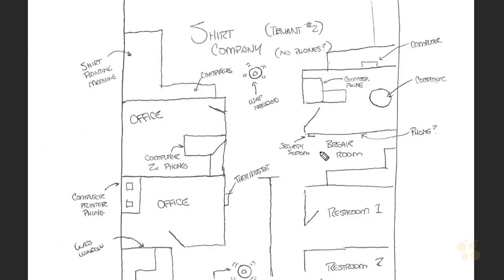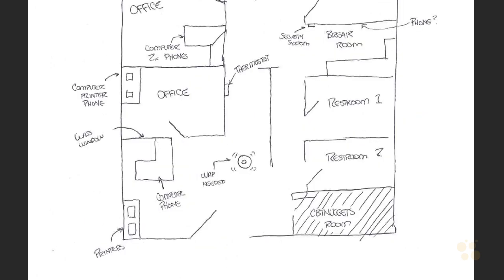As I move down a little bit, I've identified the security system I saw on the wall, the thermostat. I put phone? because that's a point of discussion. Hey, are you going to want a phone on that wall like we identified? At the front of the building, I identified the wireless access point that's needed up there. I noted for myself that there's a glass window. That may come into play a little bit later. I noted the printers that I saw sitting there in the corner, and that there was a computer and a phone sitting at this desk.